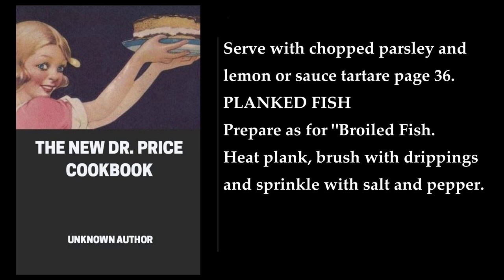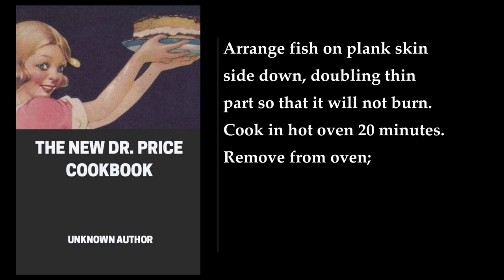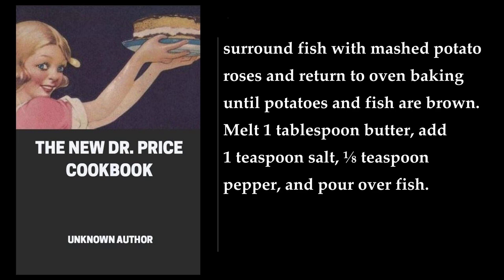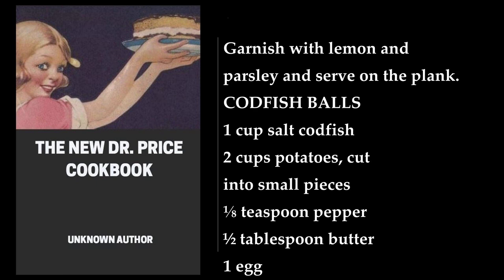Page 36. Planked fish. Prepare as for broiled fish. Heat plank, brush with drippings and sprinkle with salt and pepper. Arrange fish on plank skin side down, doubling thin part so that it will not burn. Cook in hot oven 20 minutes. Remove from oven. Surround fish with mashed potato roses and return to oven baking until potatoes and fish are brown. Melt 1 tablespoon butter, add 1 teaspoon salt, 1/8 teaspoon pepper, and pour over fish. Garnish with lemon and parsley and serve on the plank.